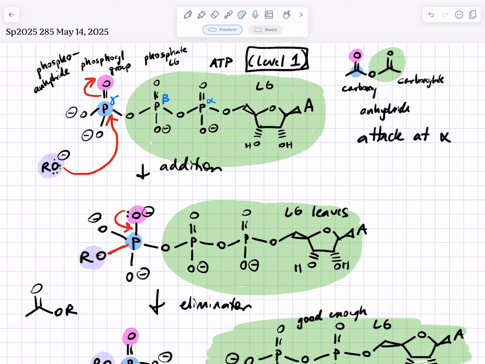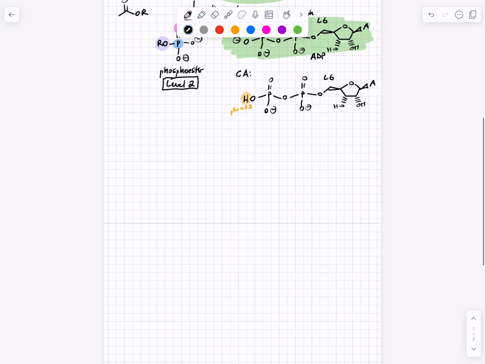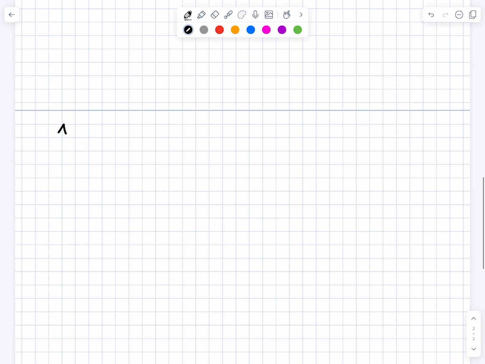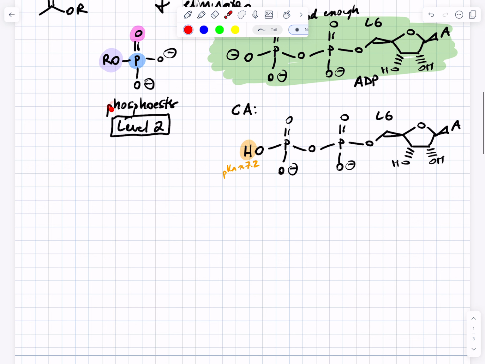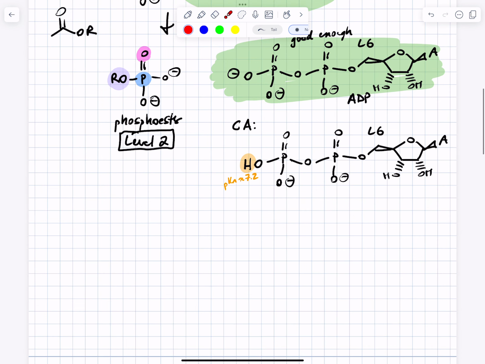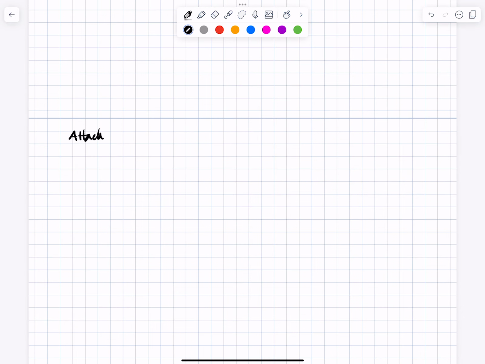I'm sorry, what I meant to label, what I've shown you here is attack of ATP at the gamma phosphoryl group. And the product there, by the way, was a phosphoester, or whatever this OR group was. Okay, let's just show you generically attack at the alpha phosphoryl group.